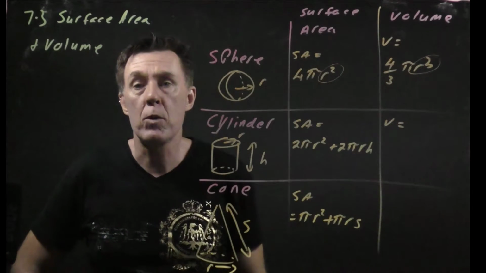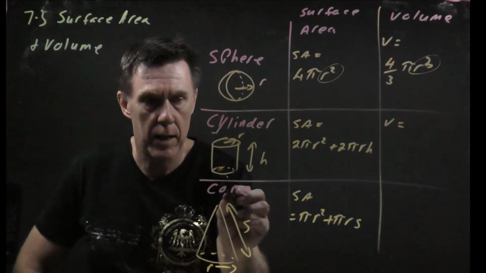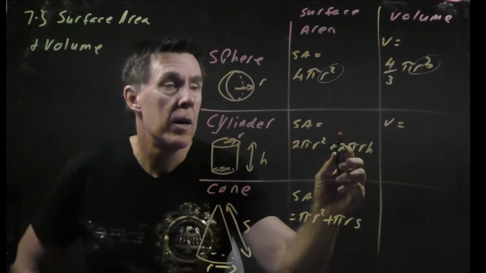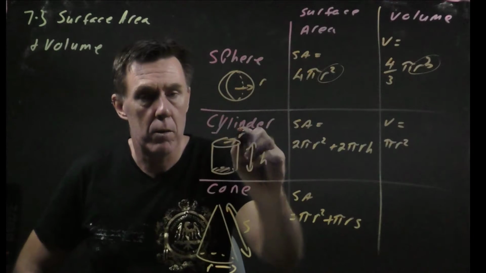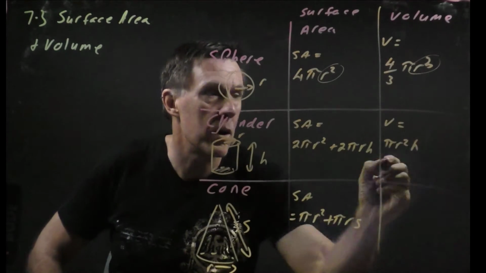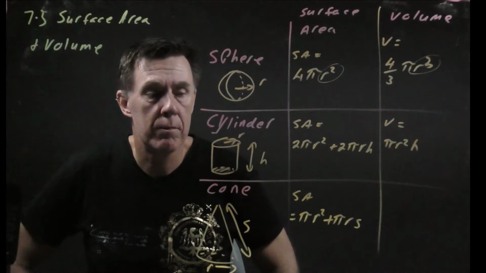volume of any prism is always straightforward. It's always the area of the constant cross section. In this case, the constant cross section is that circle that runs all the way through. So it's just going to be its area, which is pi r squared, times by the distance that that constant cross section travels over. In this case, the height. So volume of a cylinder will be pi r squared height.